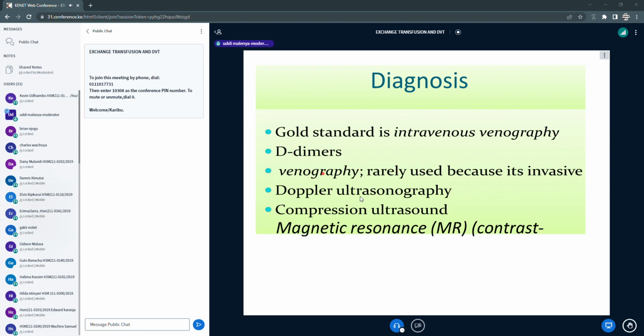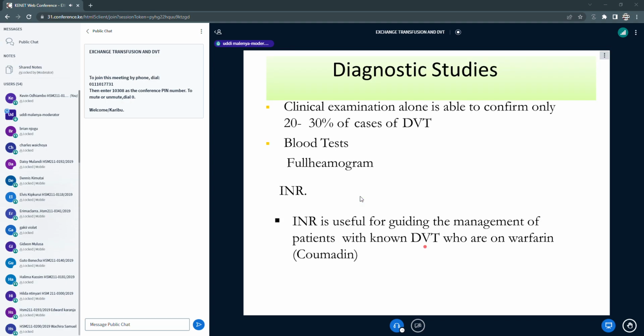The other procedure that is normally used so much in our situation is a Doppler ultrasound. Right? Doppler ultrasound. And an MRI with contrast. But Doppler ultrasound is the one that is normally used, especially now in our situation.